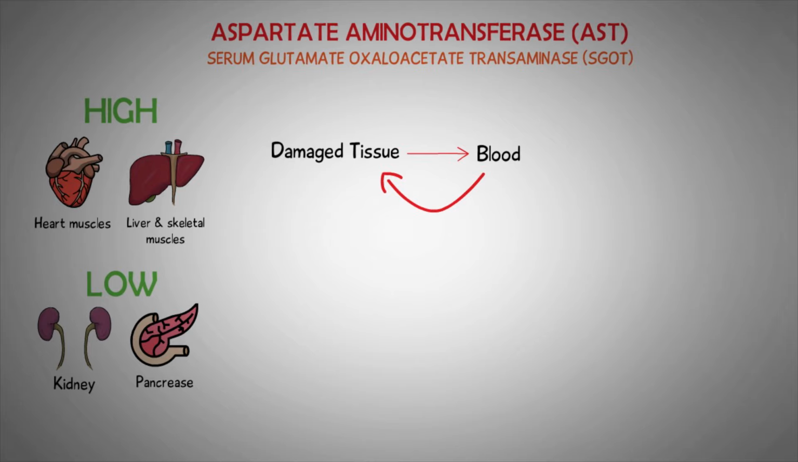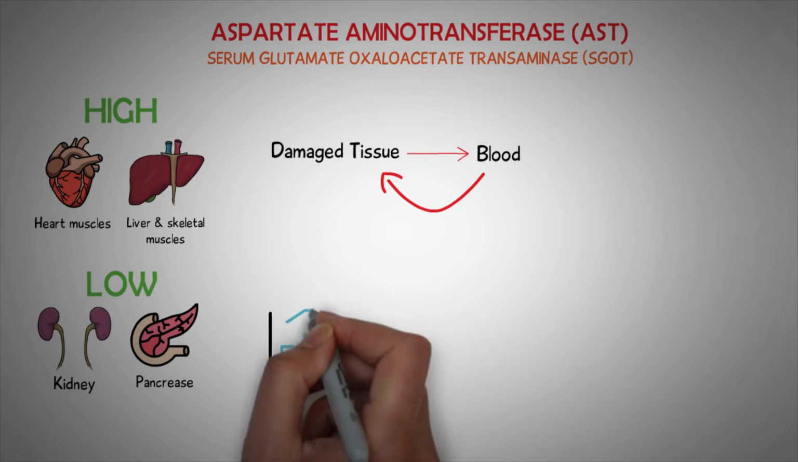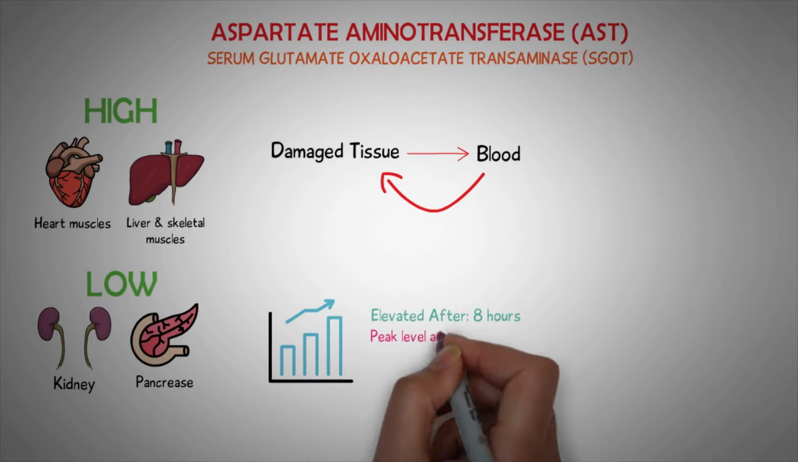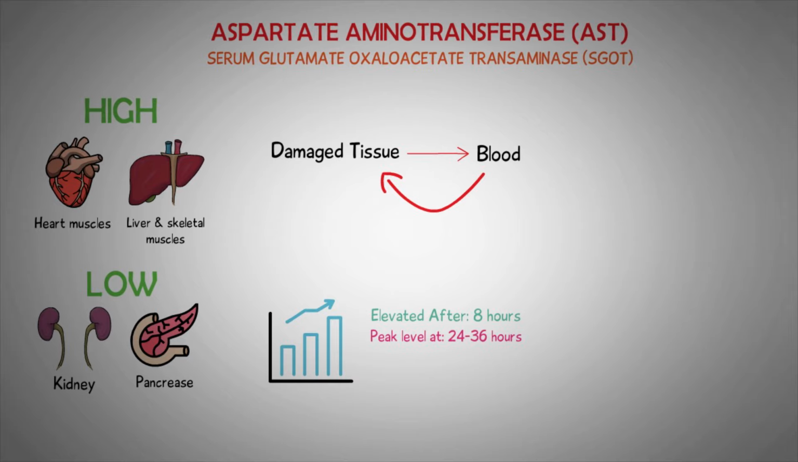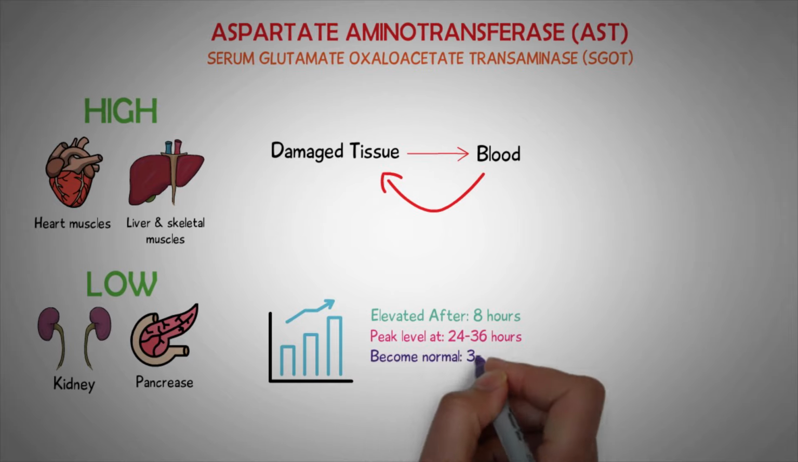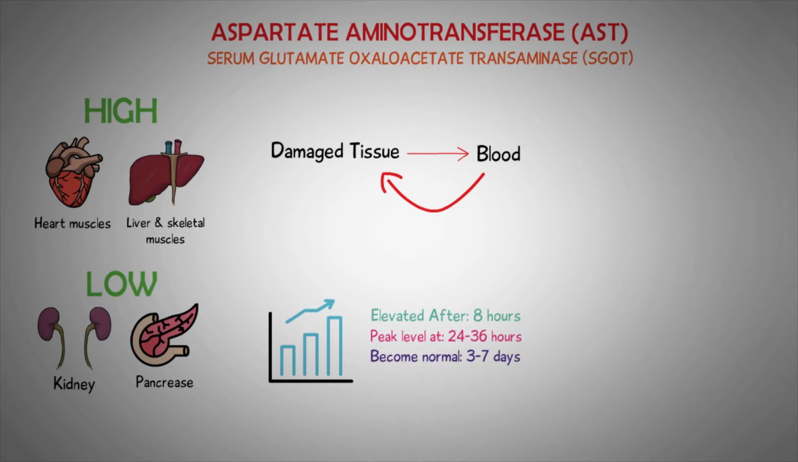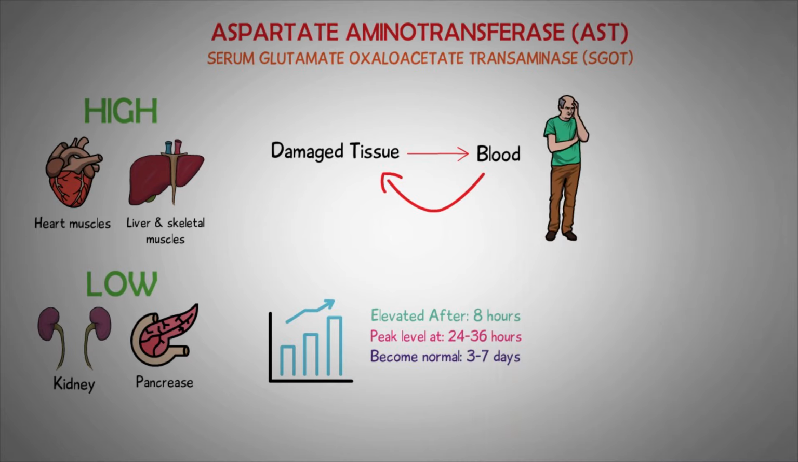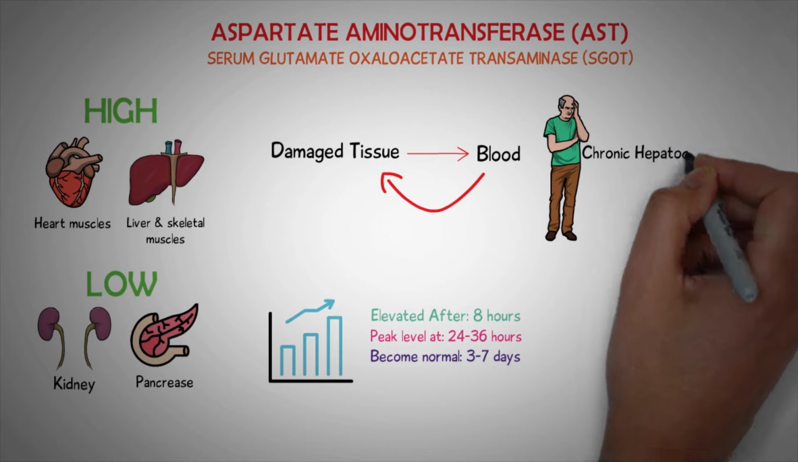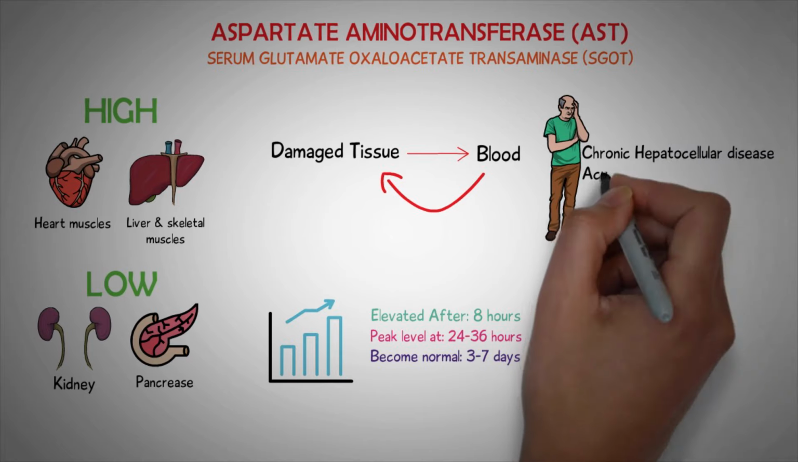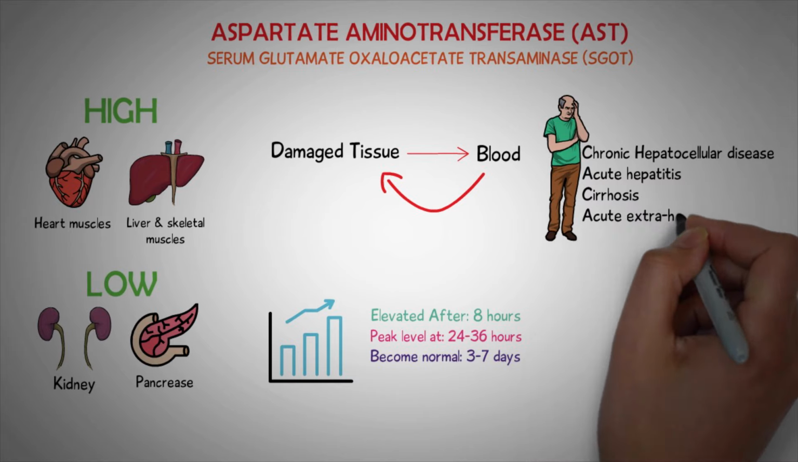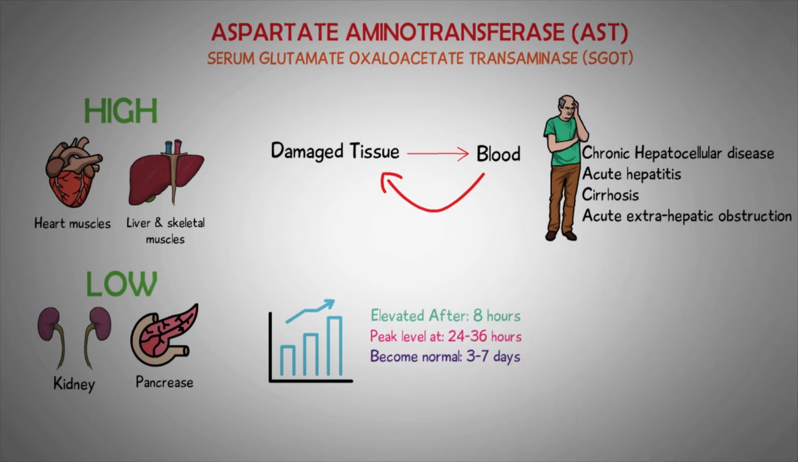AST level in plasma is elevated for 8 hours after cellular injury, peaks at 24 to 36 hours, and returns to normal in 3 to 7 days. AST levels in blood are always higher in patients with: number 1, chronic hepatocellular diseases; number 2, acute hepatitis; number 3, cirrhosis; and number 4, acute extrahepatic obstruction.